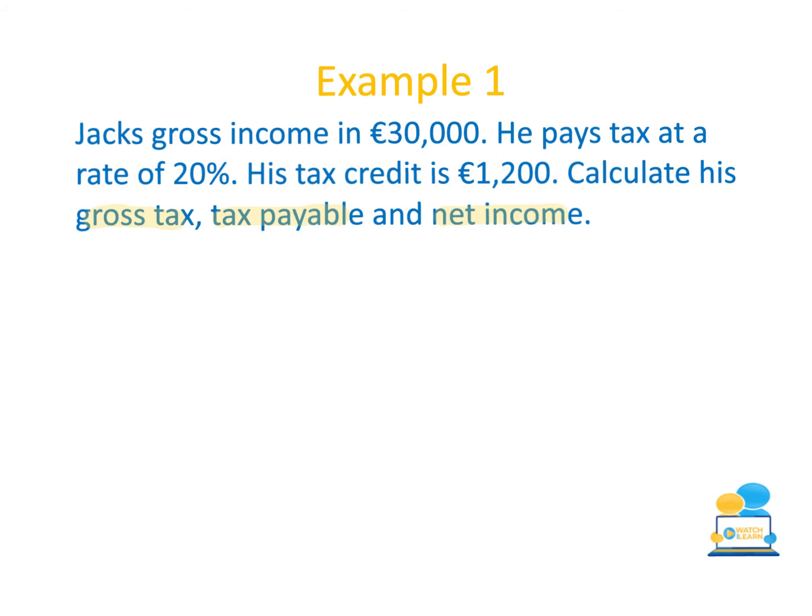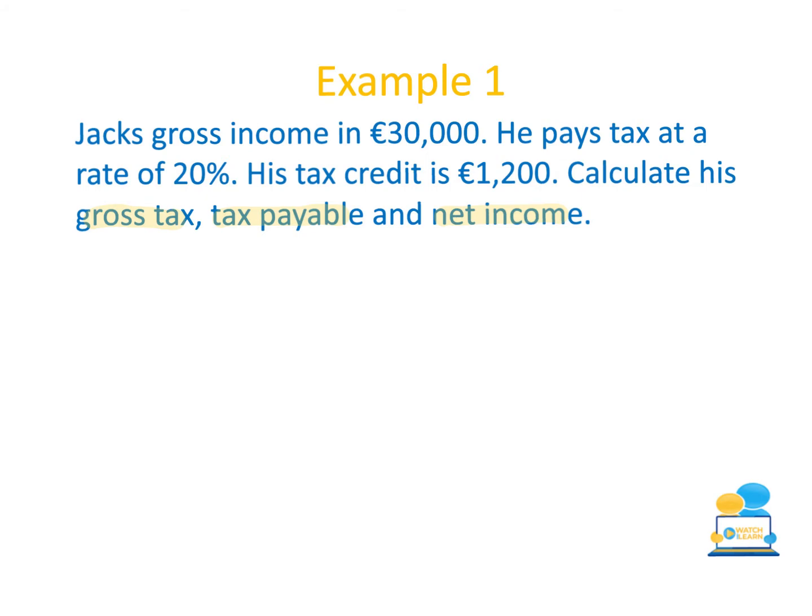So just remind yourself, what do those three things mean? His gross tax is the amount of tax that he pays before his tax credit kicks in. His tax payable is the amount of tax he will have to pay. So that's the tax after his tax credit is kicked in. And finally, his net income is the amount of money that he takes home after all of the deductions have been paid.